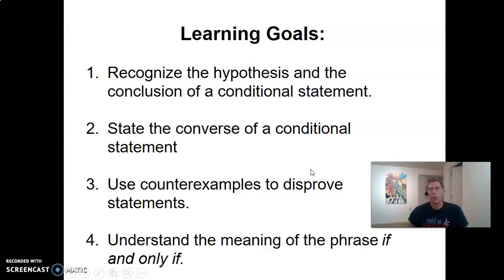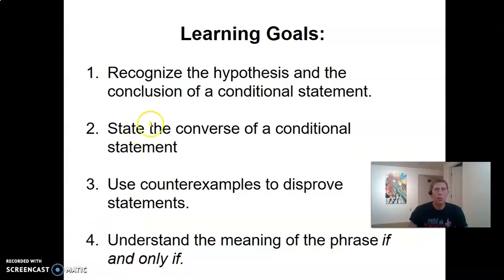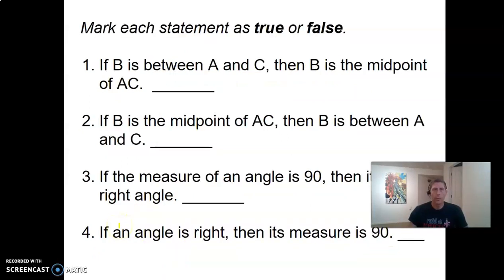Let's move on. Our learning goals are to recognize the hypothesis and conclusion of a conditional statement. Those are big words for today. Also, to state the converse of a conditional statement. What is a converse? That's another big one. The third one is to use counterexamples to disprove statements. And finally, understanding the meaning of the phrase if and only if. Okay? All right, let's move on.